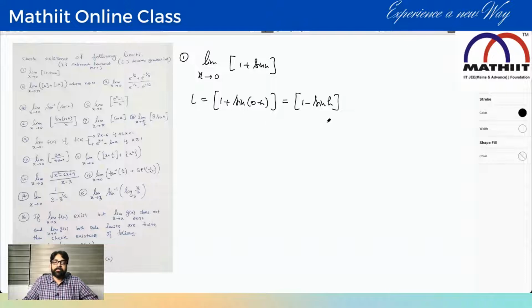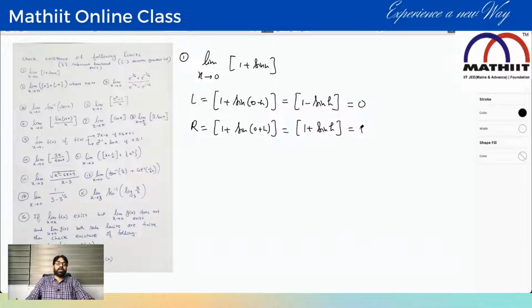I'm sure it's clear to everybody. And try to recall, h is a very small positive number, so sine h will also be a small positive number. So 1 minus sine h will be slightly less than 1, and the greatest integer will become 0. And the right hand limit will be the greatest integer of 1 plus sine of 0 plus h, which equals the greatest integer of 1 plus sine h. Am I right? This is a quantity slightly greater than 1, and the greatest integer will become 1. Since these two are not equal, we'll say the limit does not exist. I hope it's clear to everybody, right?